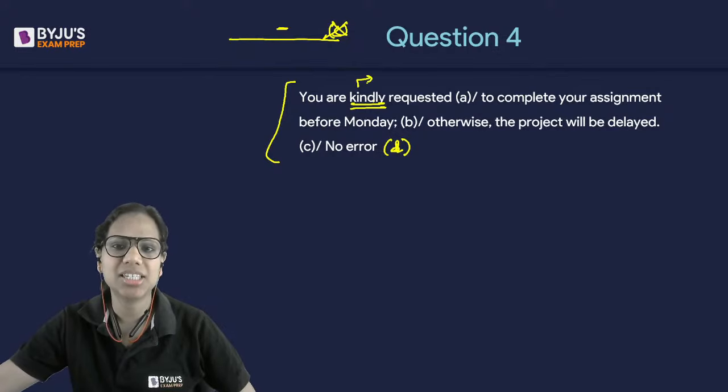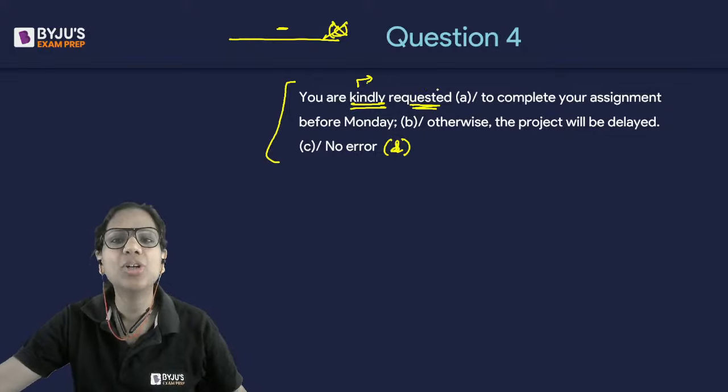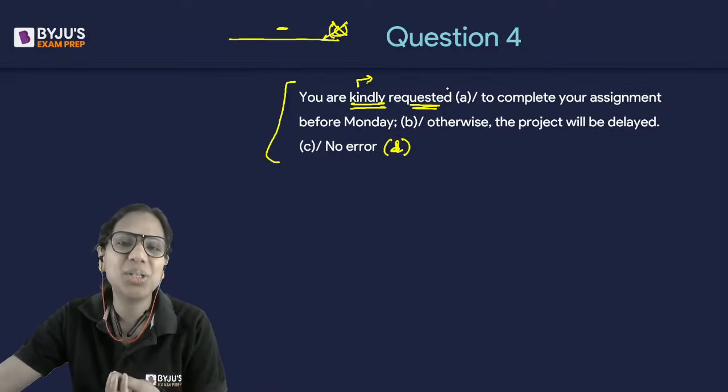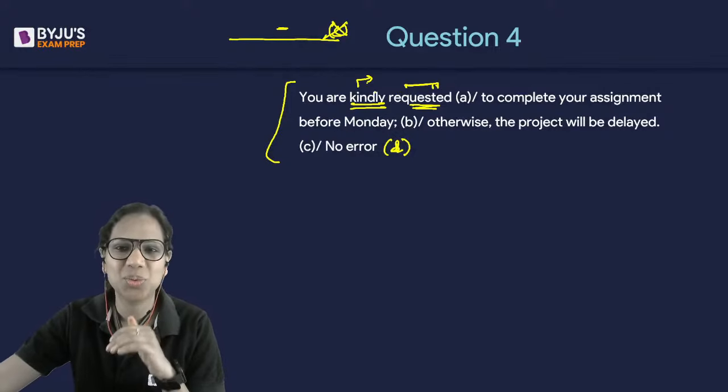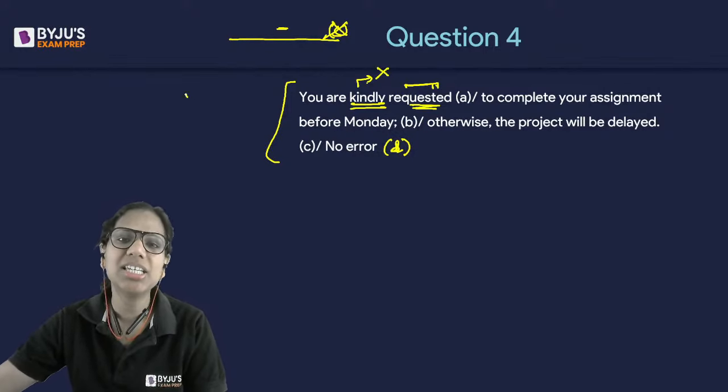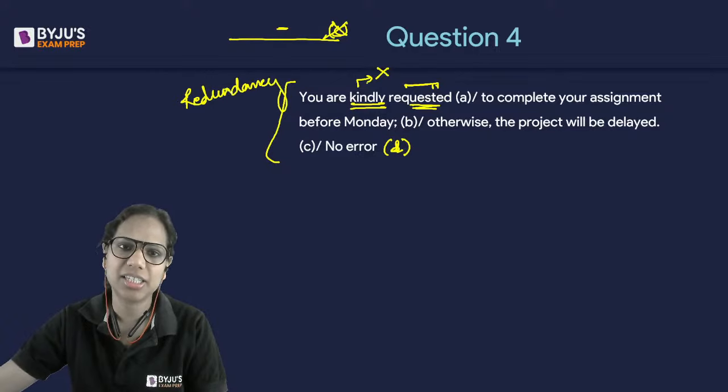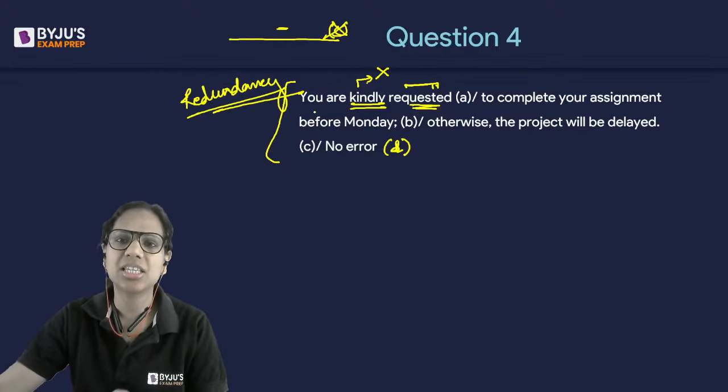It's a redundancy, isn't it? The moment I say requested, that means the element of please or kindly is incorporated in it. It's inbuilt in the word. So kindly is not needed. It's a redundancy, right? So that makes this sentence erroneous.